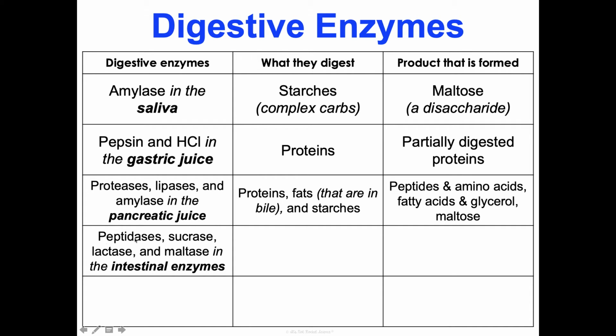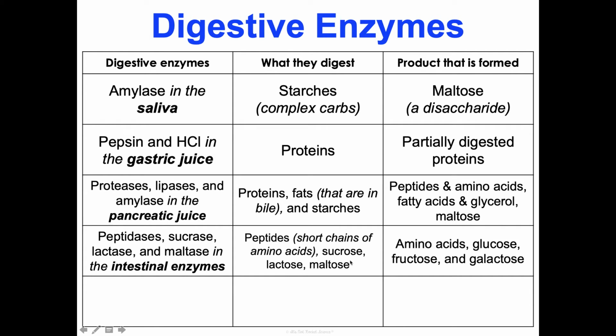Peptidases, sucrase, lactase, and maltase are all intestinal enzymes that your intestines secrete. They digest peptides, which are just short chains of amino acids, and also sucrose, lactose, and maltose, which are sugars. Lactose is specifically the sugar in milk. They break down those peptides into amino acids, and sucrose, lactose, and maltose into monosaccharides like glucose, fructose, and galactose. So, even simpler sugars. Remember, we're trying to get them down to their simplest forms in order for them to be absorbed. And then last are bile salts that are in your liver bile.